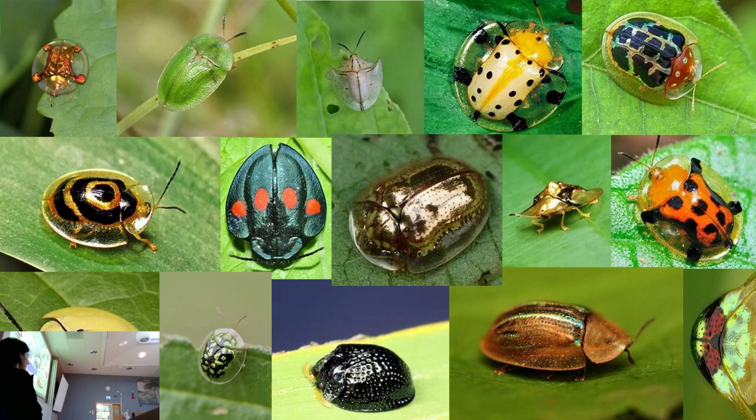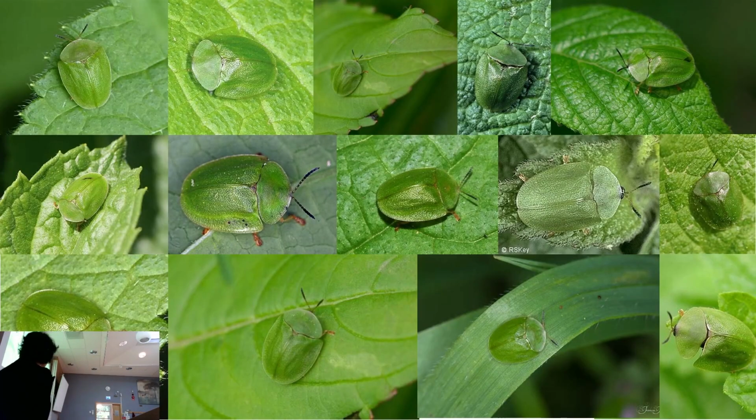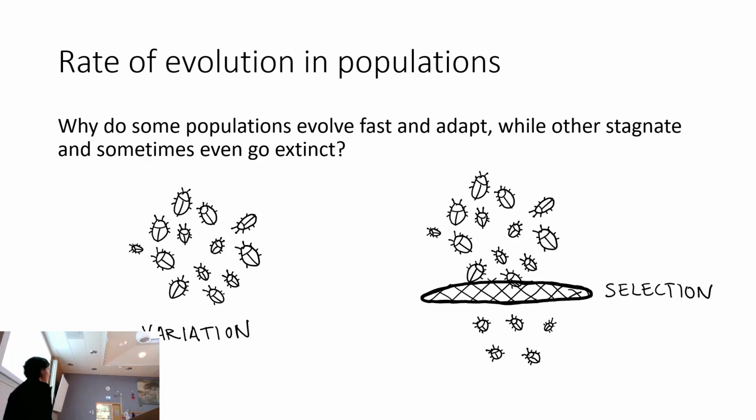So, tortoise beetles. Lots of variation and amazing diversity. But the type of variation that I want to talk to you about today is a bit less flashy, but super important, the one that is within species and within populations. So I'm interested in the rate of evolution. Why do some populations evolve very fast? They can adapt over just a few generations, while other populations don't evolve and sometimes even go extinct.